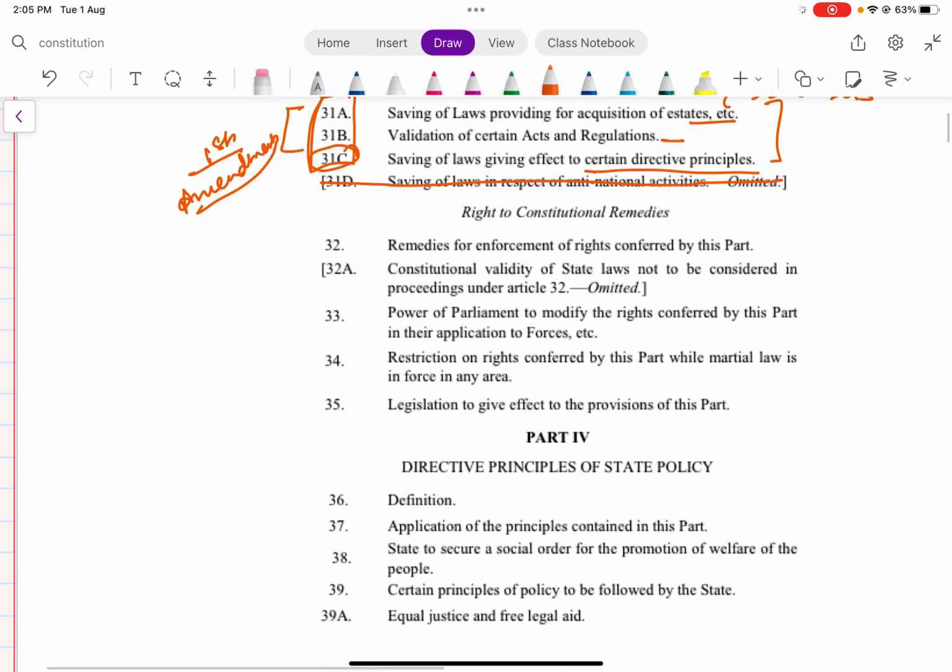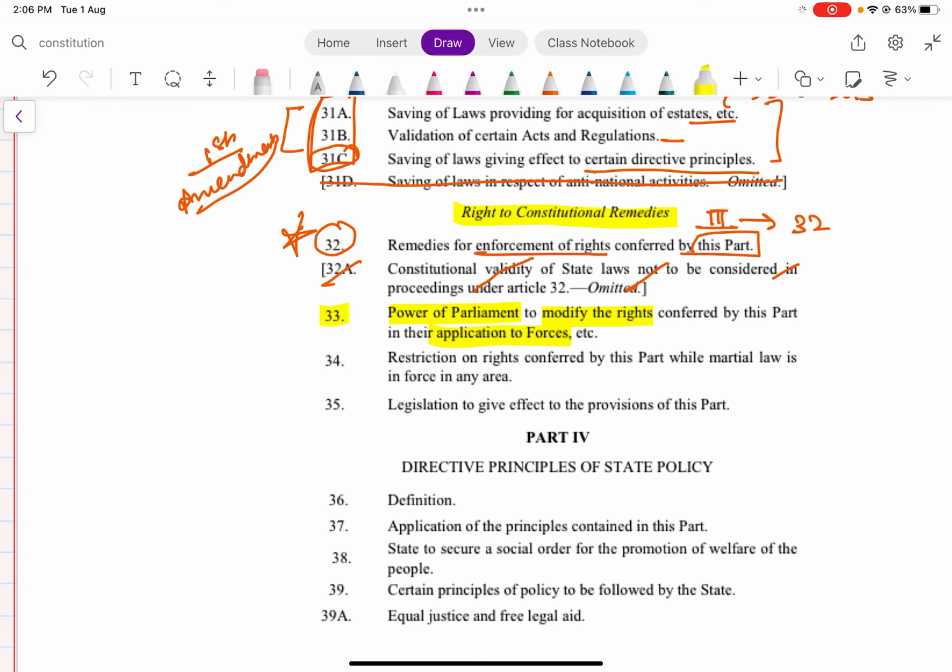Then the last set of fundamental rights is the right to constitutional remedies. We have 32, the Supreme Court, remedies for enforcement of rights conferred by this part. So only this part, only Part 3, is going to be addressed by 32. This is omitted. Then we have the power of Parliament to modify the rights conferred by this part in their application to forces. So the army: Parliament can modify the rights under Part 3 as applicable to forces, armed forces, etc.